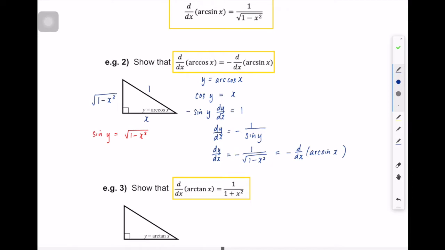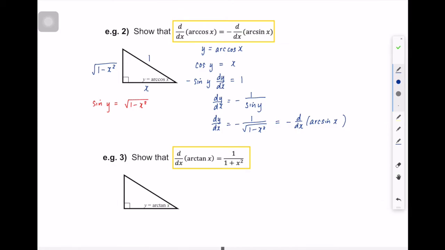You can follow very similar procedures to figure out the next question. So why don't you pause the video now, try the question before coming back to look at the answers.